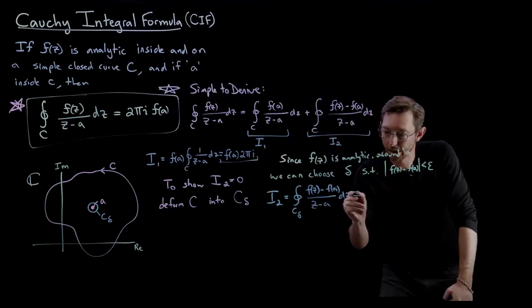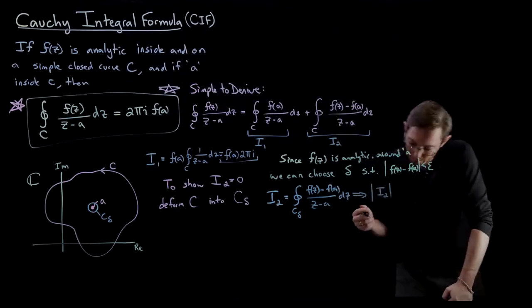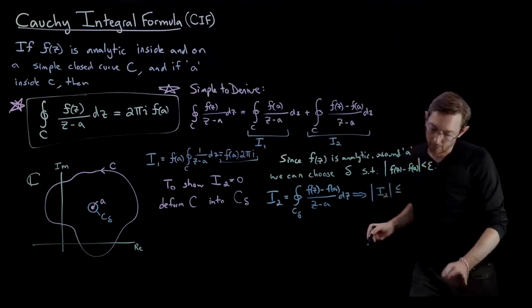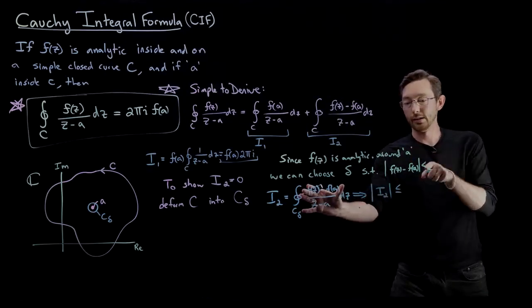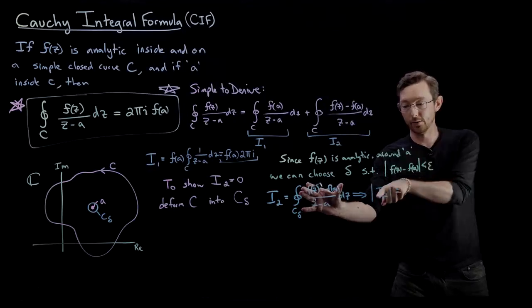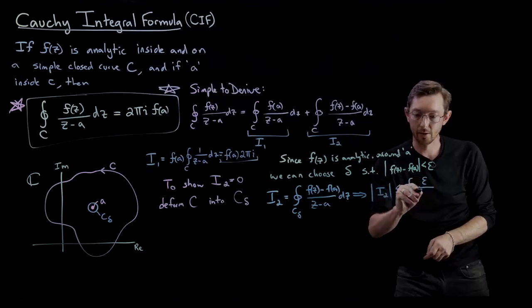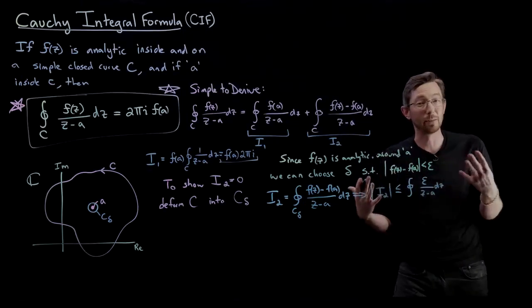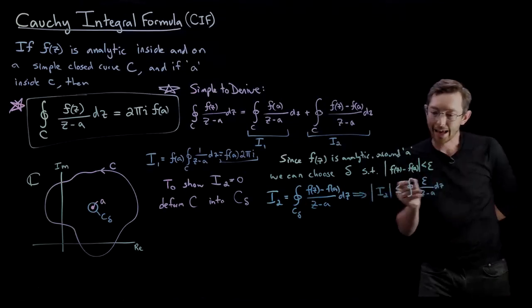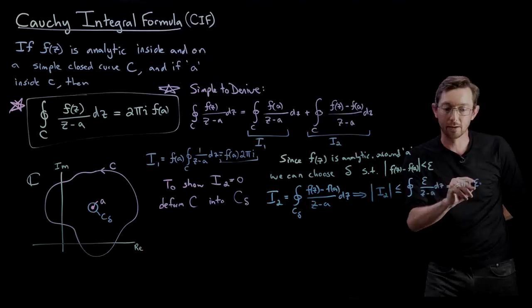implies that the norm of I2 is going to be less than or equal to the norm of this thing, which is less than epsilon, so this whole norm is going to be less than or equal to the integral of epsilon over |z minus a| dz. This is kind of like that ML bound I was showing you. And this is going to equal 2πε.